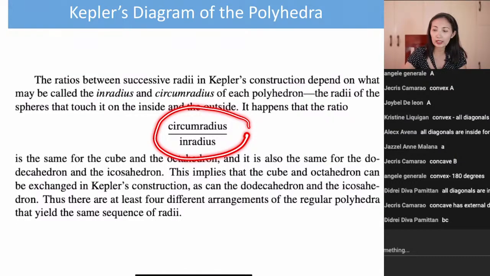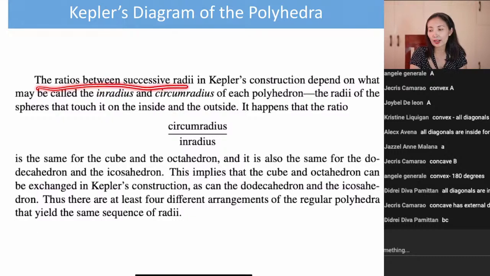Circumradius over inradius. So, the ratios between successive radii in Kepler's construction depend on what we call the inradius and circumradius. That ratio is the same for the cube and the octahedron, and also the same for the dodecahedron and icosahedron. What does it imply? It implies that the cube and octahedron can be exchanged in Kepler's construction, as can the dodecahedron and icosahedron.